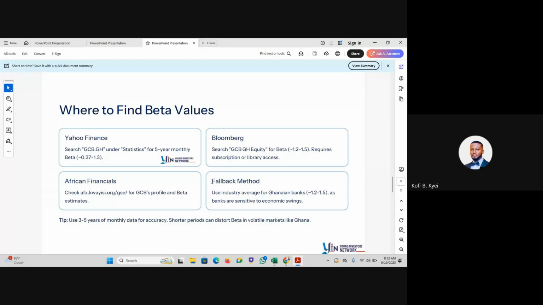So where to find beta values? I didn't know Yahoo Finance has a lot of data about the Ghana stock market. So when you visit Yahoo Finance, there's data there, GCB, they have some figures there. So you can pick them from Bloomberg. It's a one-stop shop for figures on the Ghana market. So there are beta figures there and on all these websites. But we are teaching you how to come by the betas yourself, how to calculate them. Yes.